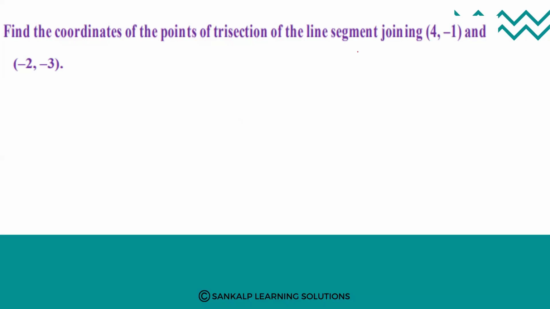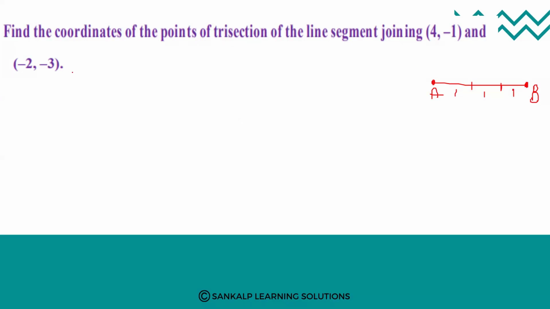See, this is a line AB. In between, I will divide this line AB into 3 parts. This is 1, this is 1, this is 1. So I divide it into 3 parts. This is called trisection.